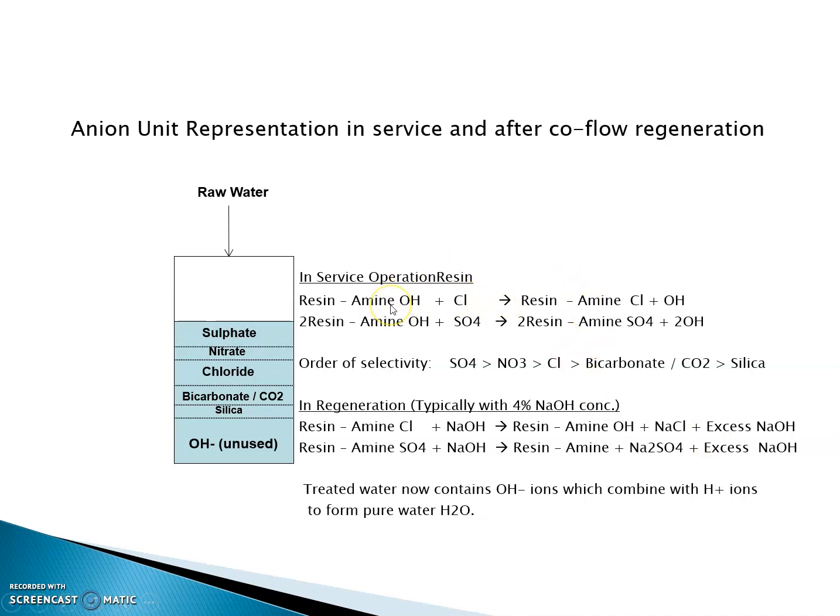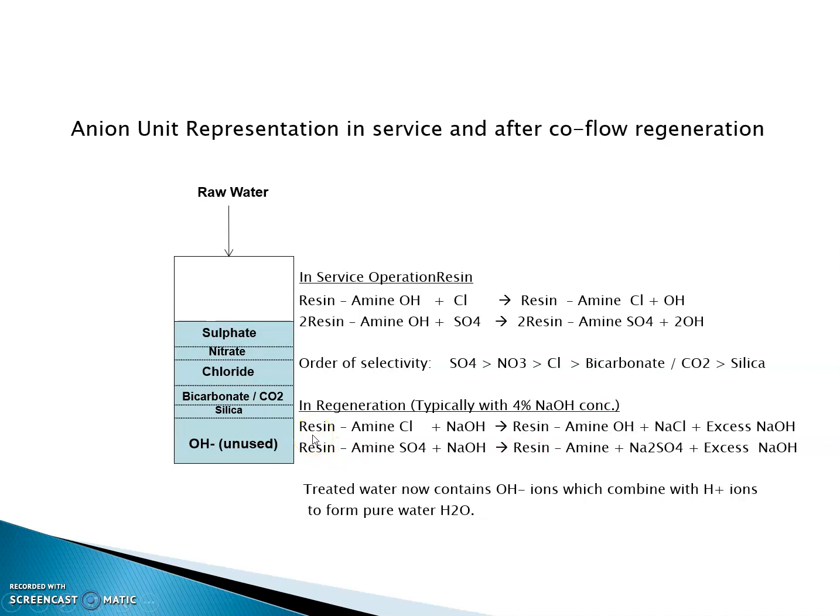The resin contains amine groups that have a tendency to replace the anions such as chloride ions and sulfate ions. The chloride ion occupies the position of the OH group from the anion resin. Similarly, the sulfate ion also replaces the position of OH in the anion resin. And again, just like cation exchange resin, here also it follows some selectivity order. The trend is always that sulfate ions have more priority than nitrate, then chloride, bicarbonate, and the least is silica.